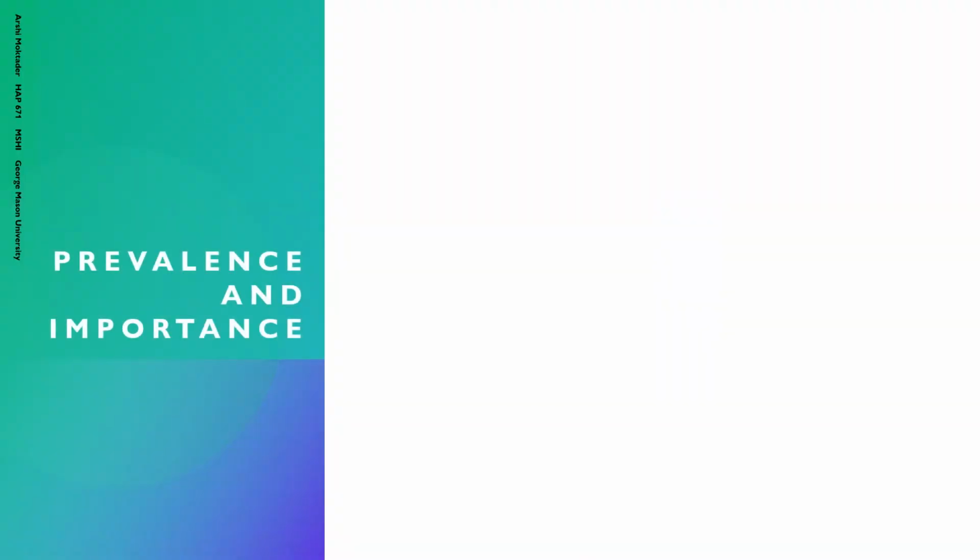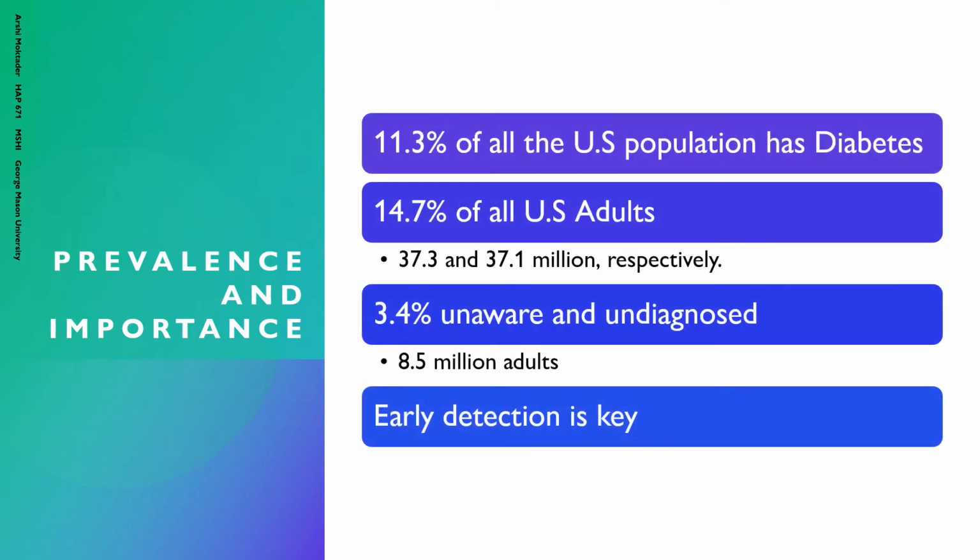And so the very first thing is to understand the prevalence of diabetes. Let's take the United States. As of 2019, the prevalence of diabetes in the US is known to be 11.3%, accounting for 37.3 million people. However, diabetes can often go undetected and undiagnosed, which has led to 3.4% of the US population being unaware, translating to 8.5 million adults. The key is prevention through early detection. Early detection is key and can reduce the burden of disease and further complications.